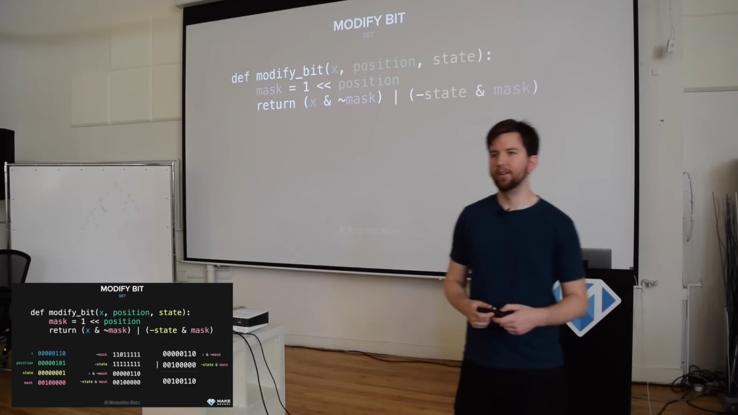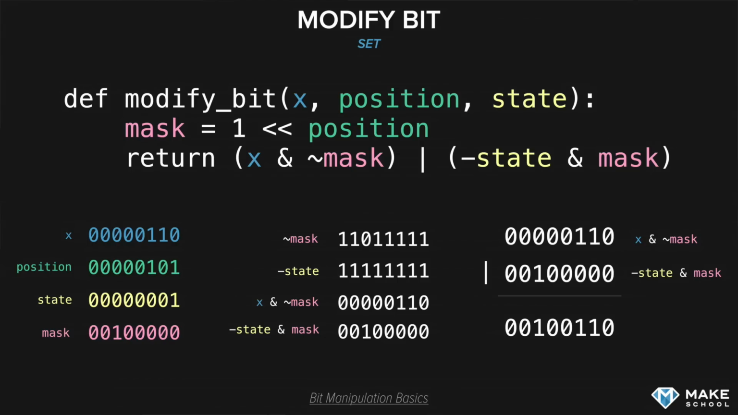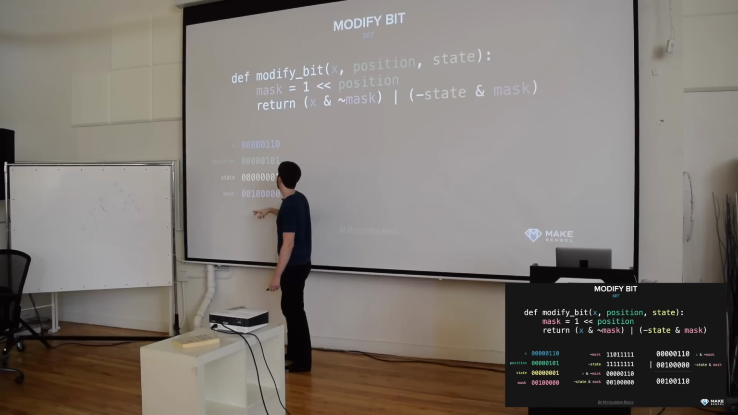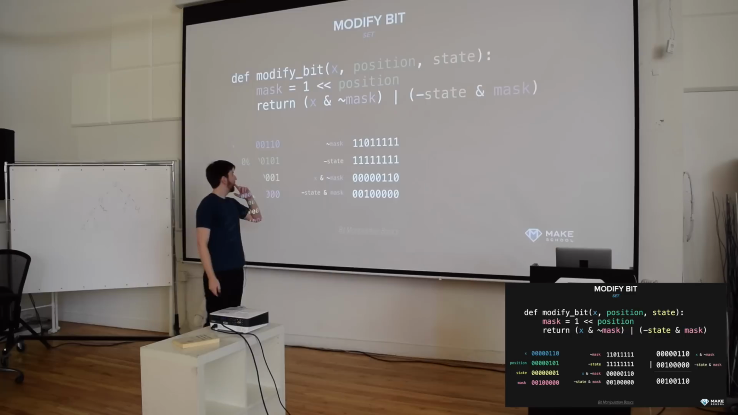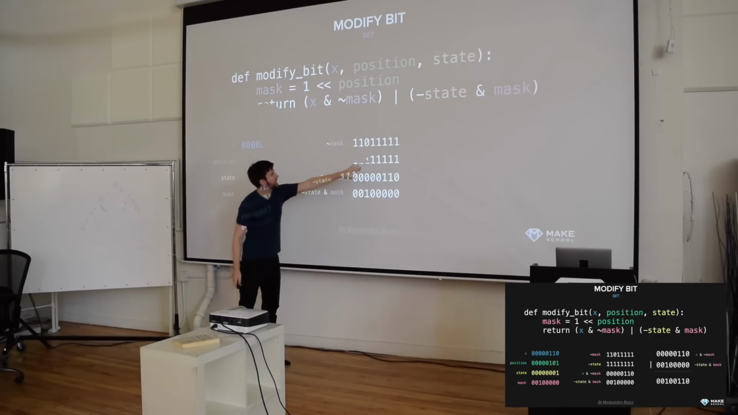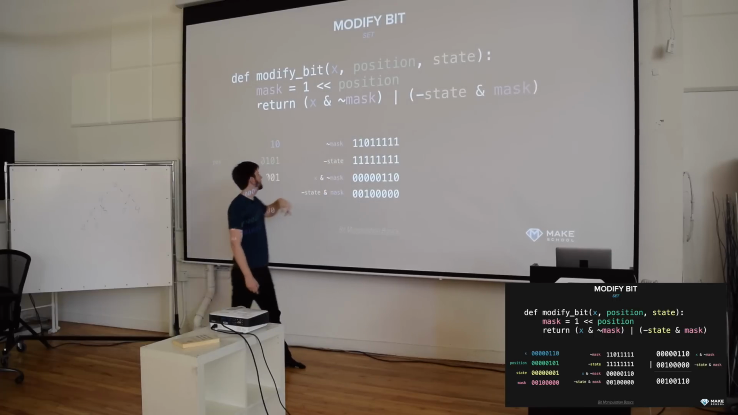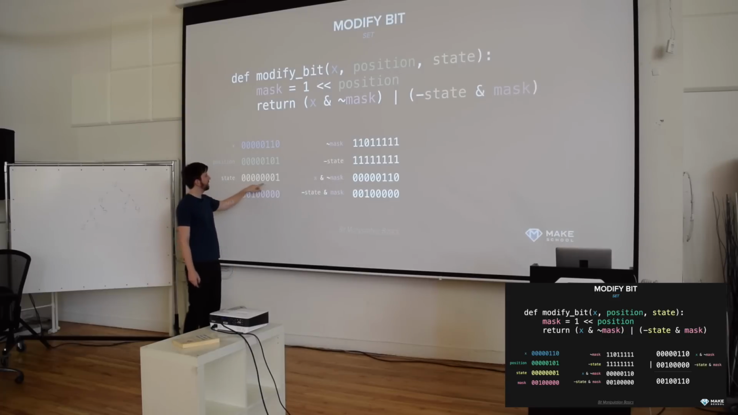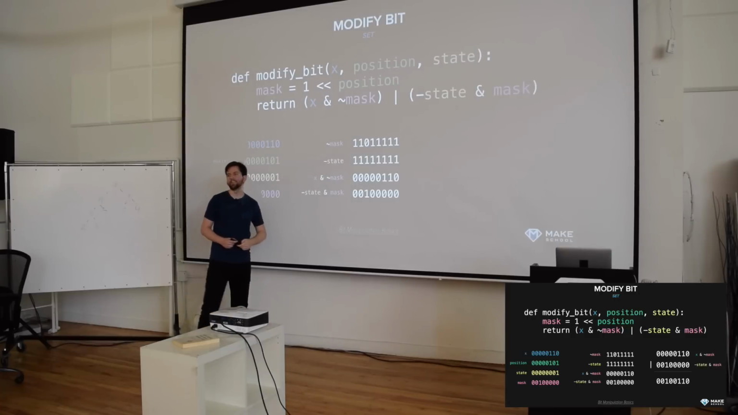Ooh. All right, so this is a little small, but here's a bunch of stuff. Here's x. Here's the position. So position 5: 0, 1, 2, 3, 4, 5. And here's state 1. So we want to take this and set it to 1. So here's our mask that we construct like normal. That's cool. Here's all of the stuff that we're calculating in here. So here's not mask. Here's negative state. To know that negative 1 is actually all 1s, you have to know 1's complement, which we haven't taught you yet.